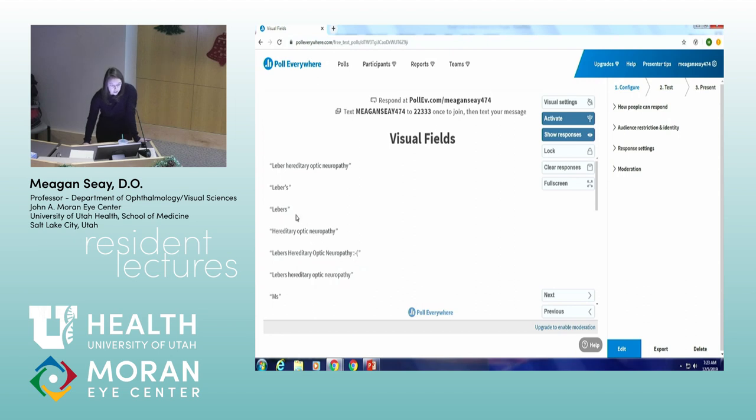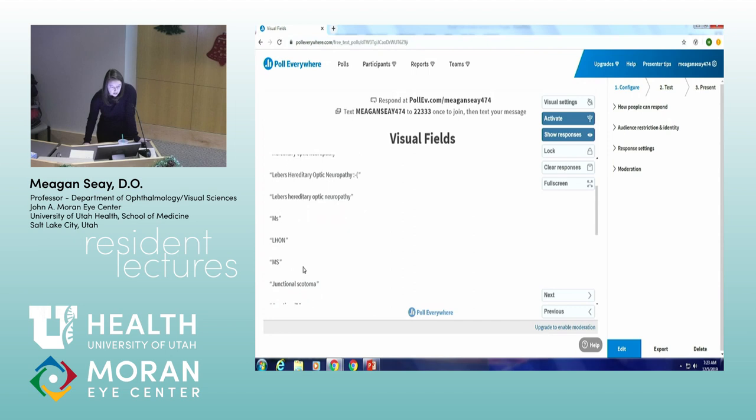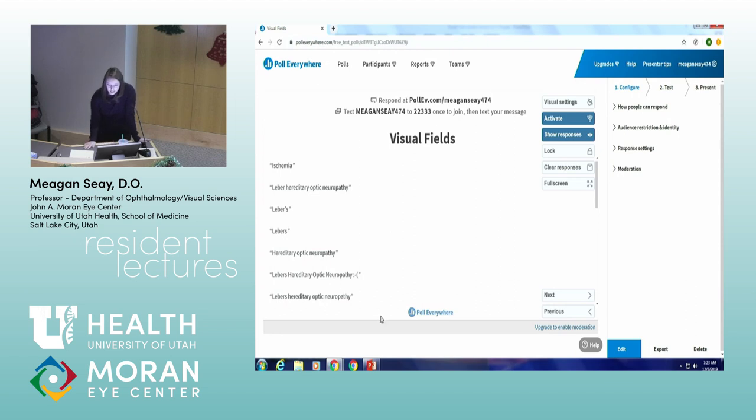So hereditary optic neuropathy, Leber's, MS. So some MS, lots of Leber's. Why is MS maybe less likely? Painless. So a young man, vision loss, one eye, painless, shortly after vision loss in the other eye, even without any other information, your Leber's is high on your list.